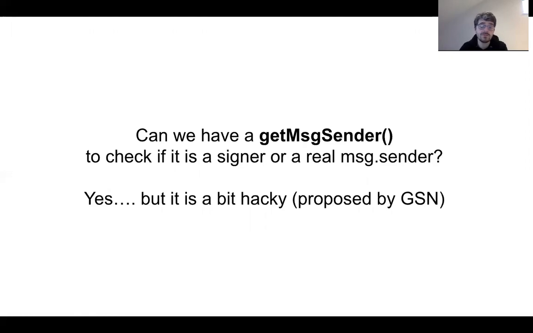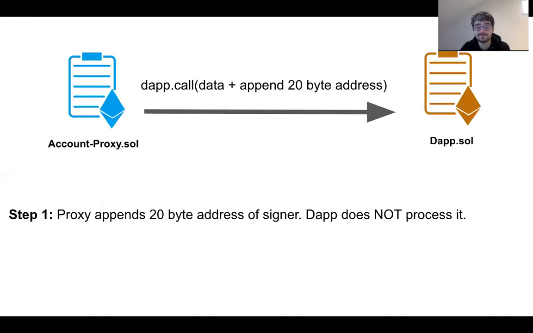And we can. It was proposed by the GSN, and it's a little bit hacky, which is why I'm going to bring it up. So there's still a proxy contract, okay? So when the proxy contract does the call to the DApp, it would forward over the command and the data. What it's also going to do is append an extra 20 bytes onto the end of the data, and that will be the signer's address. Remarkably, for whatever reason in the EVM, the DApp will not process those secret 20 bytes at the end of the data. It will simply just ignore that.